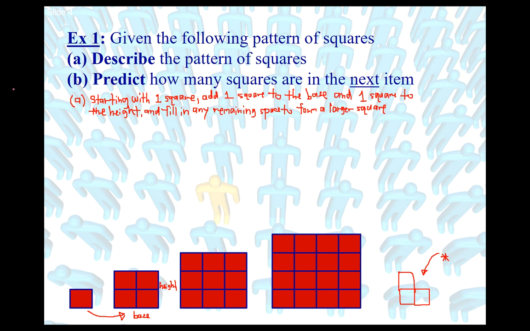Okay, now B says, now that we've described the pattern, predict how many squares would be in the next item. Well, we should be able to identify how many squares are in this one. So the last shape we see is one where you have 1, 2, 3, 4. 1, 2, 3, 4. Okay, just fill this guy in.